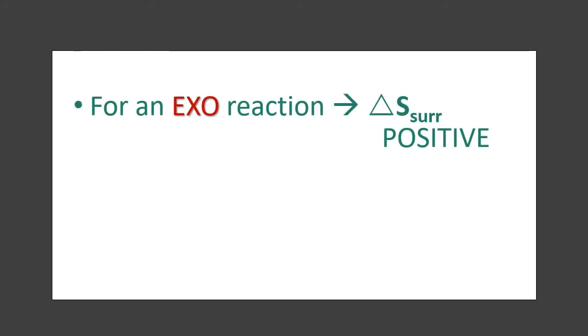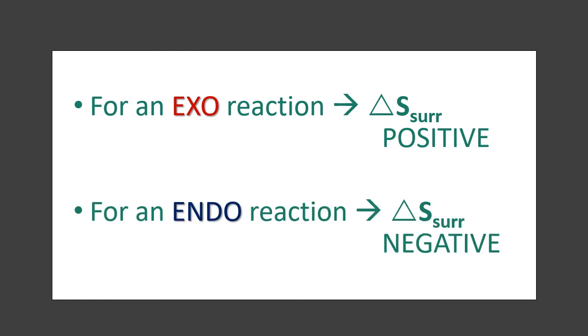So this means for any exothermic reaction where delta H is negative, delta S surroundings will always be positive. So the entropy of the surroundings increases. Conversely, for an endothermic reaction where delta H is positive, delta S surroundings will always be negative. Therefore, the entropy of the surroundings decreases. I hope that's very clear to all of you.